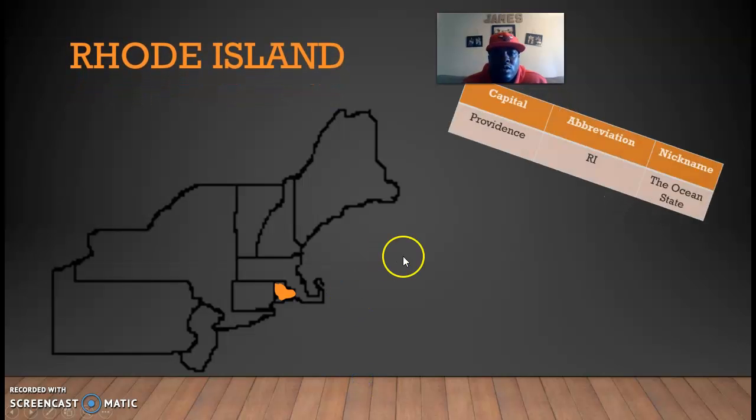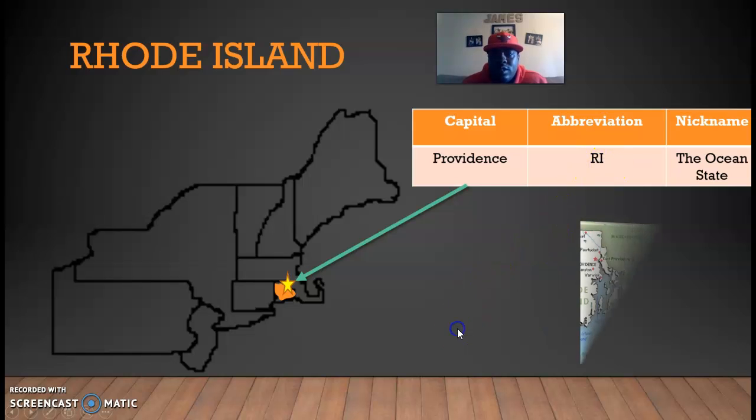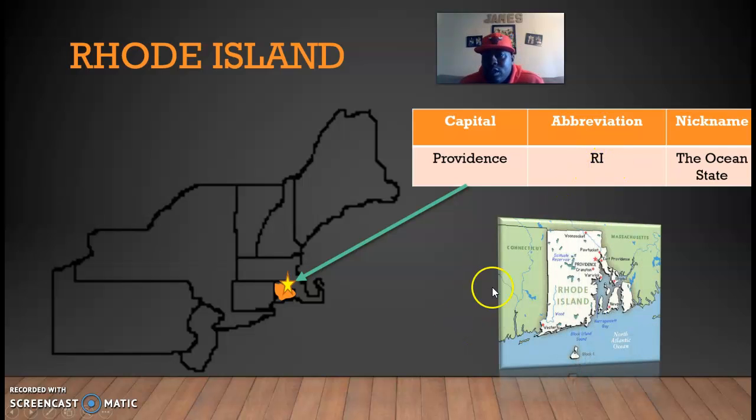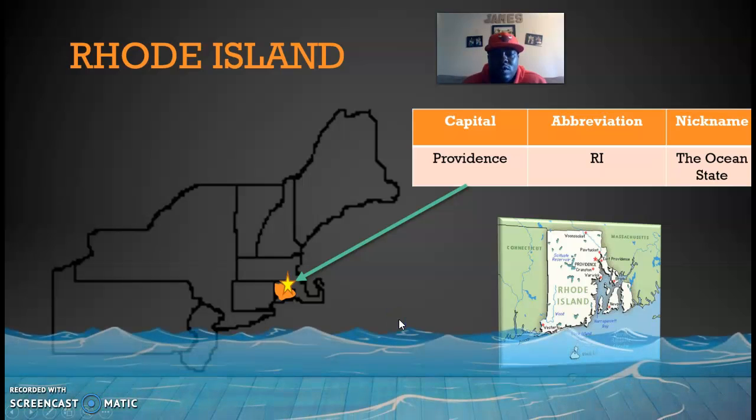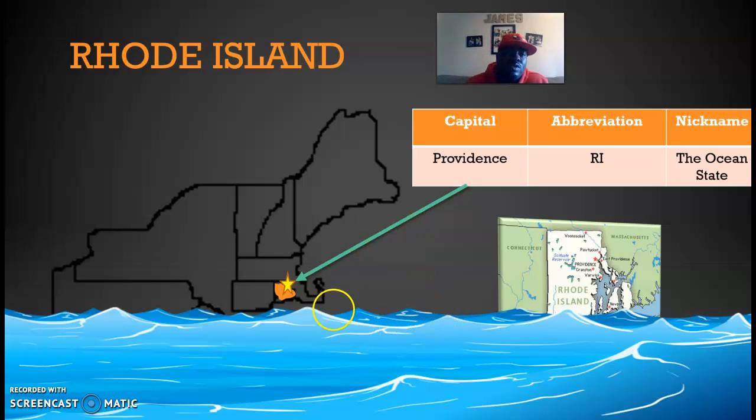Rhode Island. So what do we know about Rhode Island? It is a two-word state name. Providence, capital, RI, and it is the Ocean State. And I wonder why. Probably because it's pretty close to the ocean. Like, oh no guys, here comes the ocean. It's rising. Hope you can swim.